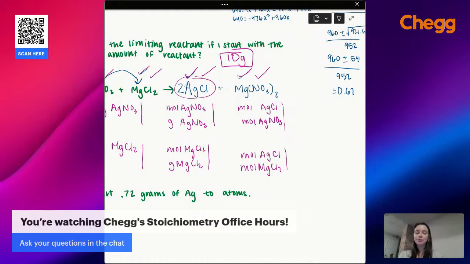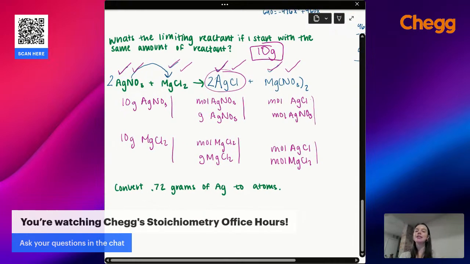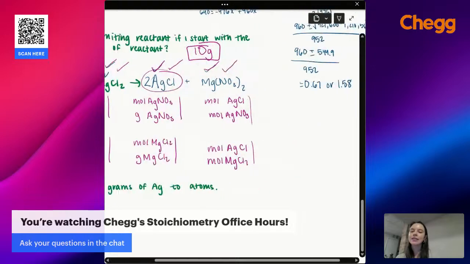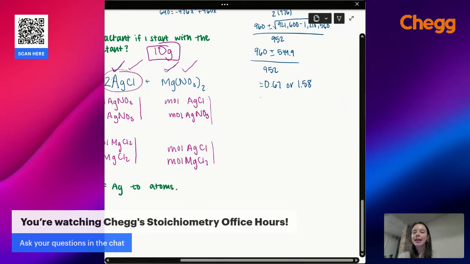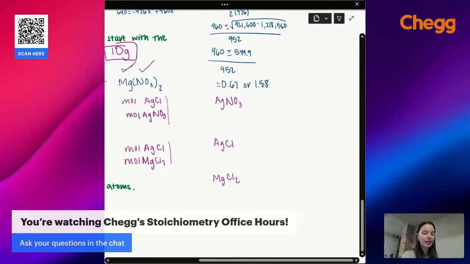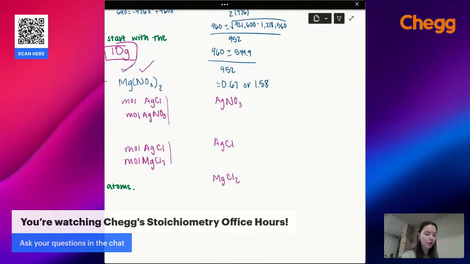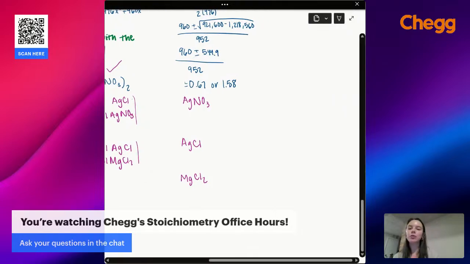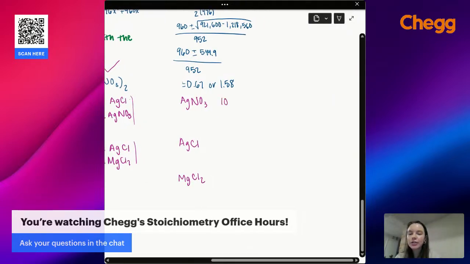All right. Now what we need to do is find our molar masses. We need a molar mass of AgNO3, of AgCl, and MgCl2. So let's start with AgNO3. Our molar mass of Ag is 107.87. I'm going to write it another way.